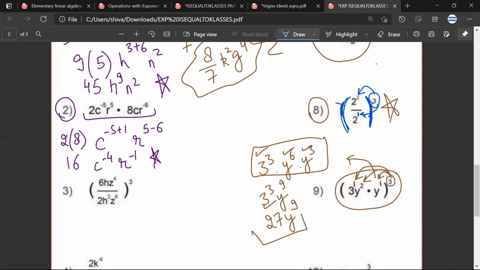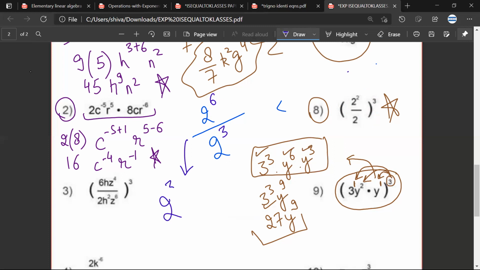So Sarthak, what should I write? 2 raised to the power 3. Sorry? 2 raised to the power 6 upon 2 raised to the power 3. This will be equal to? 2 raised to the power 3. Which will be equal to? 8. Satya, any doubt? No.